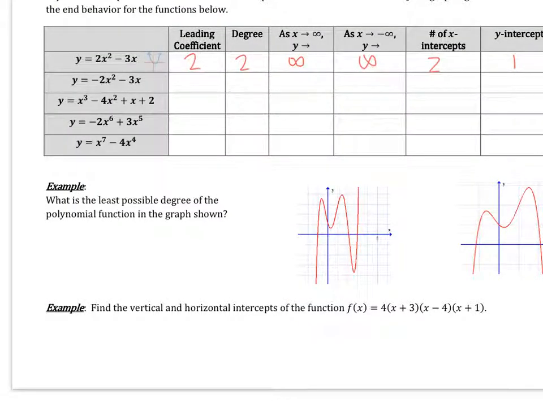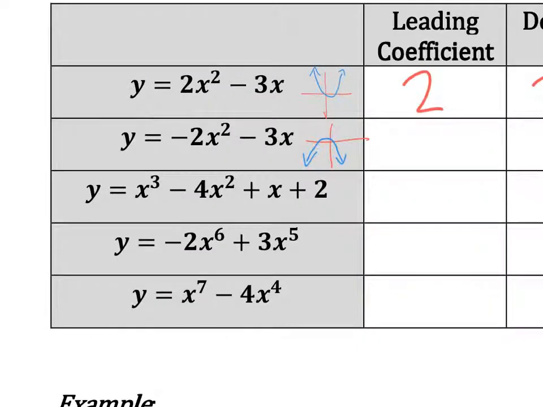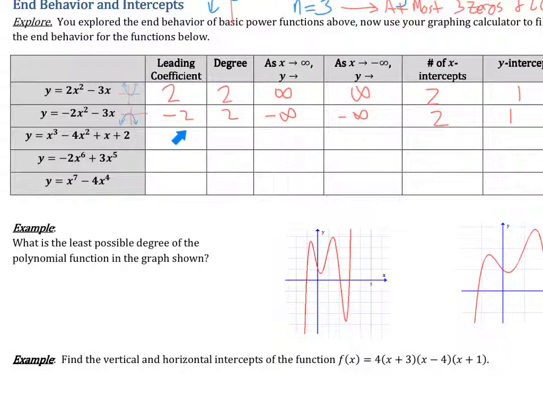Try the next one, graph it, and see if you can find the degree and coefficient and end behavior of it. So we get a graph that looks like this, which we should expect. It's upside down because of that negative 2, just like with the power functions. And we see we've got a leading coefficient of negative 2, degree of 2, and it's going to negative infinity as we go to the right and to the left. 2 x-intercepts and 1 y-intercept.